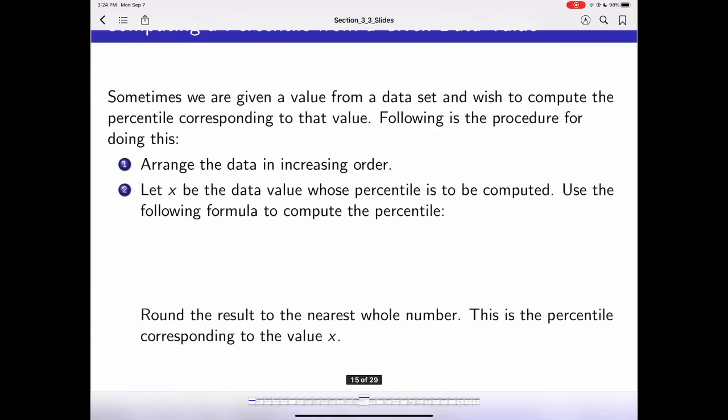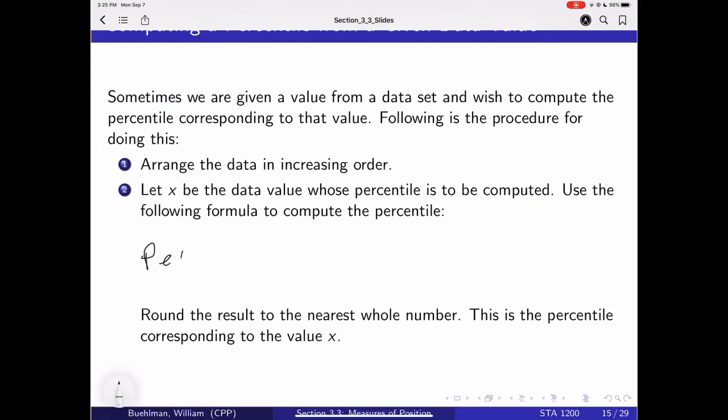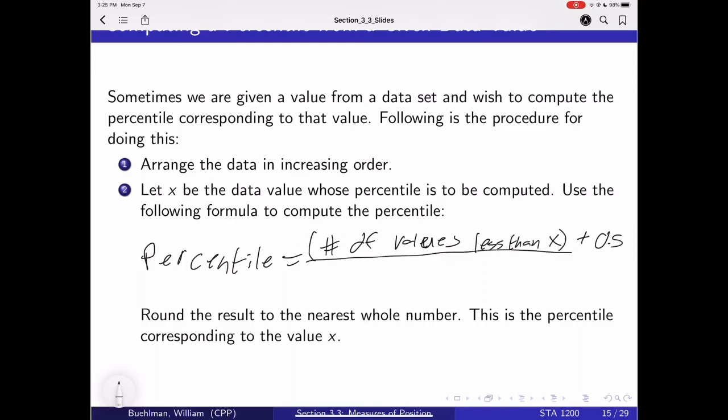Here's the procedure to do that. Again, arrange the data in increasing order. Let x be the value whose percentile is to be computed. Use the following formula. The percentile is equal to the number of values less than x plus 0.5 divided by the number of values in the data set.